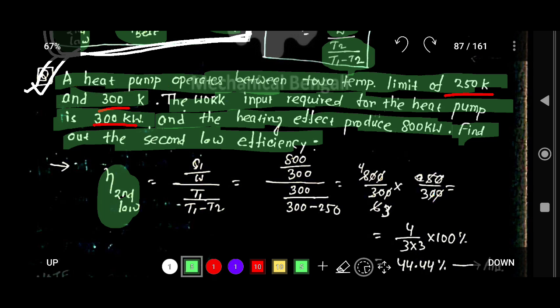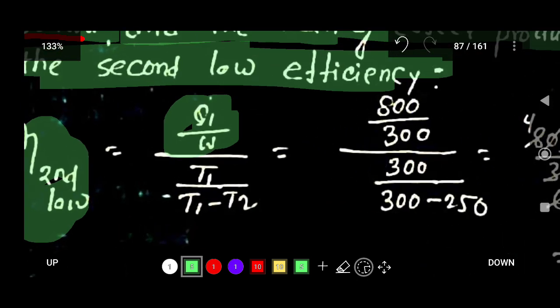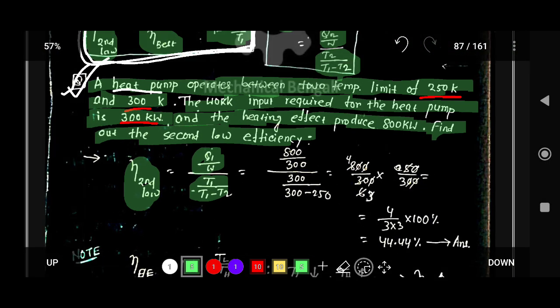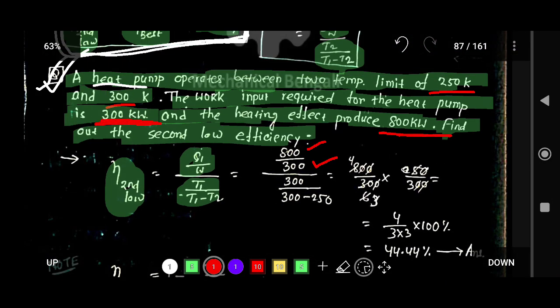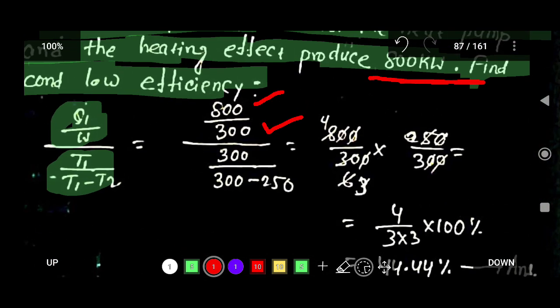So in the question there is a heat pump, and for a heat pump we know the efficiency formula: Q1 by W divided by T1 by T1 minus T2. Q1 is the heating effect, that is 800 kilowatt. So 800 divided by the work input, that is 300, which is given in this question, divided by T1, the higher temperature, that is 300, divided by 300 minus the lower temperature, that is 250.